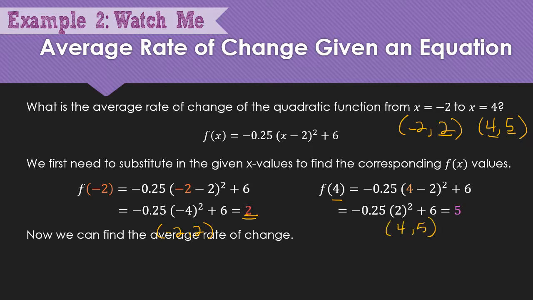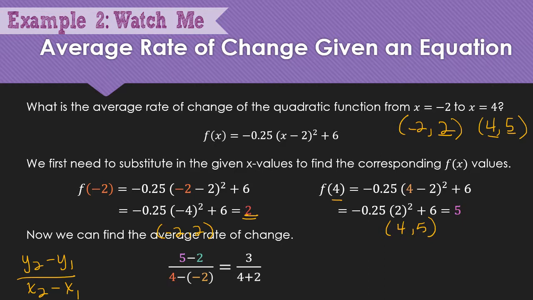Now we can go ahead and find the average rate of change between those two coordinates. Remember, we take our y's and subtract them from one another, and we take our x's and subtract them from one another, and then we divide those two together. So I've got 5 minus 2 for my y values, and I've got 4 minus -2 for my x's. And then we just simplify our numerator and denominator. 5 minus 2 is 3. And then I'm going to have 4 plus 2 because two negatives make a positive. 3 over 6 simplifies to 1/2 or 0.5. So my average rate of change here is just 1/2, or if you use the decimal, 0.5.